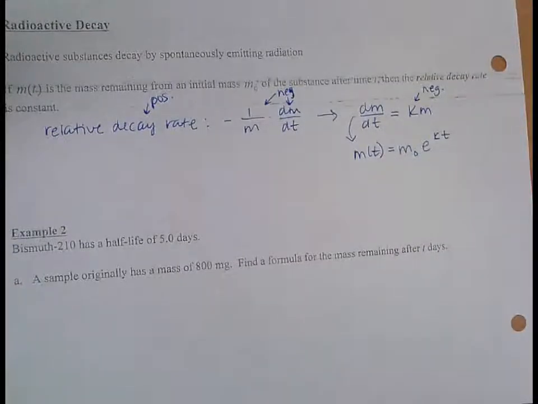So population growth, or that exponential growth, and radioactive decay, which is exponential decay, even though they're just using different variables for what is being represented. Population was P, mass is M. The differential equation and the solution, same setup.